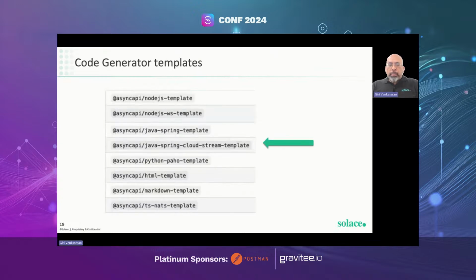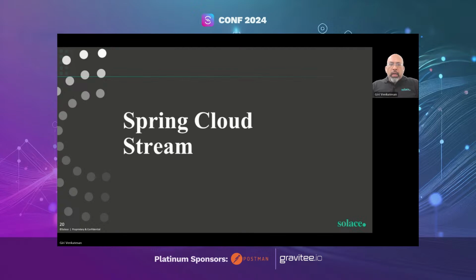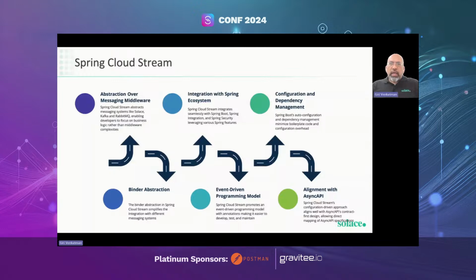All right. I want to take it to the next level. Talking about code generators, though we have plenty, I want to pick Spring Cloud Stream as an example for our discussion today. So, what is Spring Cloud Stream, right? Let's take a step further. Spring Cloud Stream is a framework that abstracts many messaging systems like Solace, Kafka, RabbitMQ, enabling developers to focus on building business logic rather than handling the middleware complexities. It also offers binder abstraction. That means it simplifies the integration with different messaging systems.